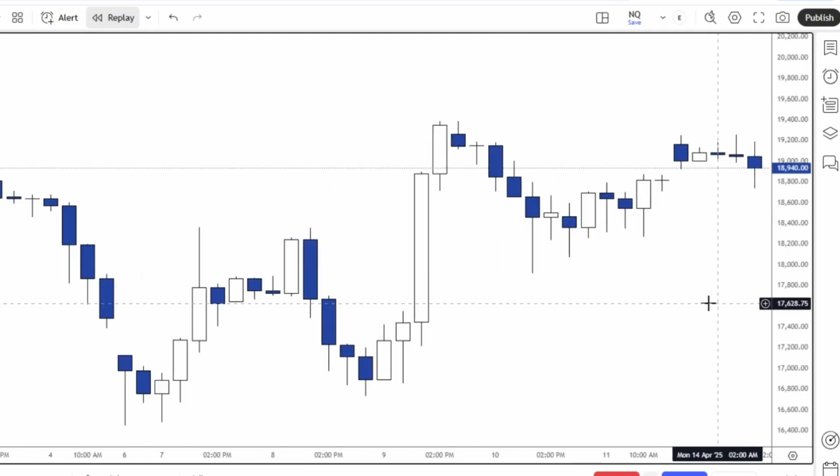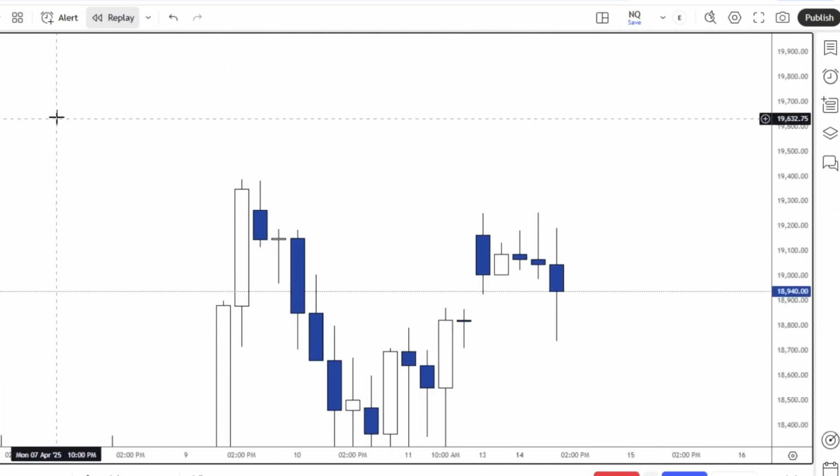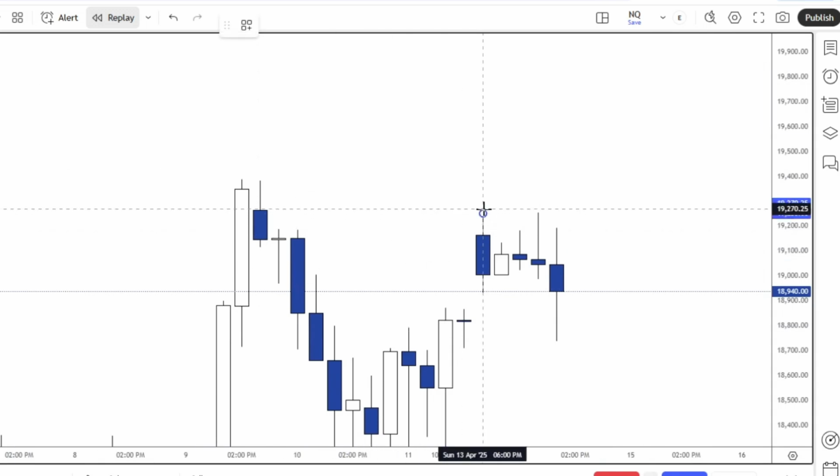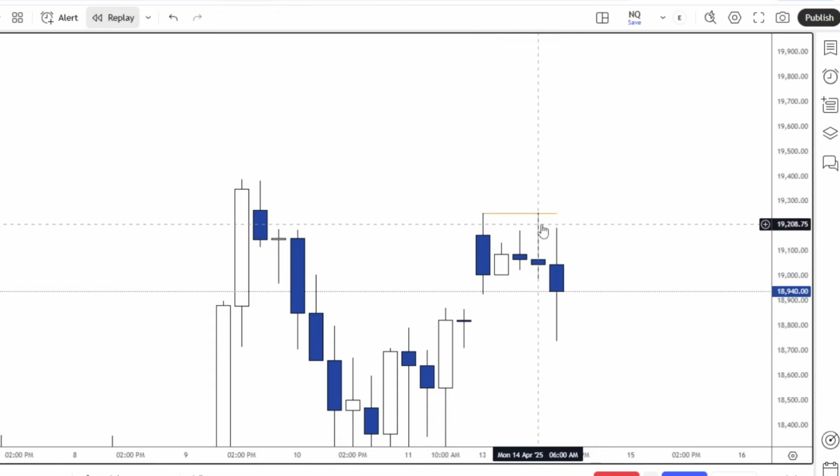And so how do I know that price is likely to draw there? Well, if we look further, you can see very shallowly, this candle's high took out Asian high, right, from Sunday Asian high. This candle took it out at 6 a.m.